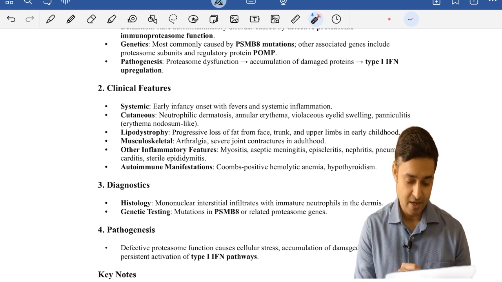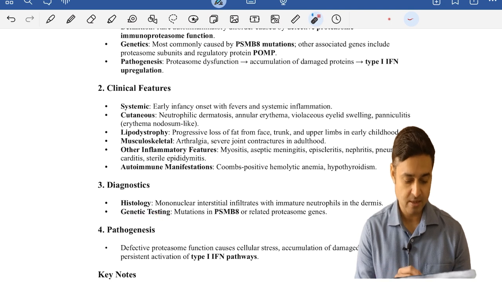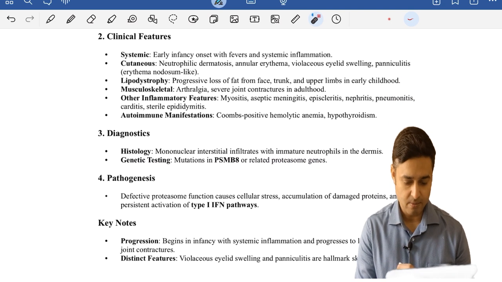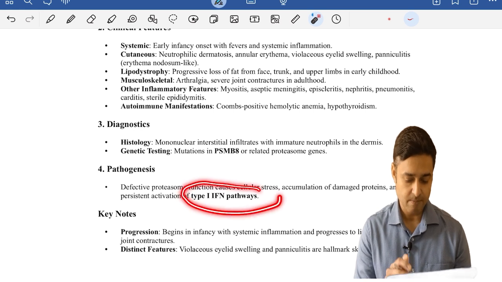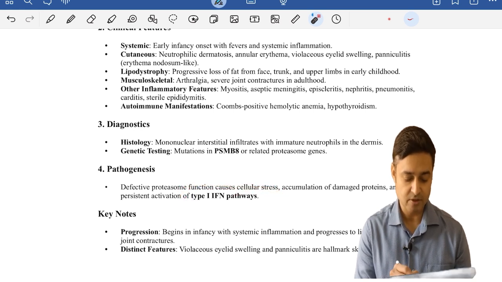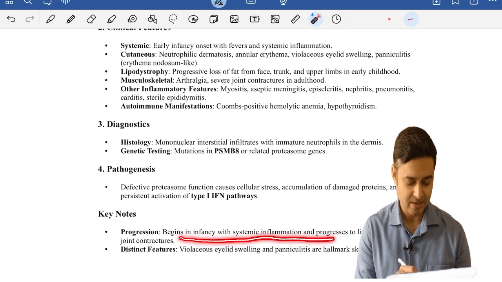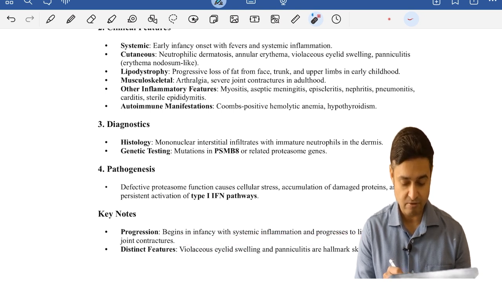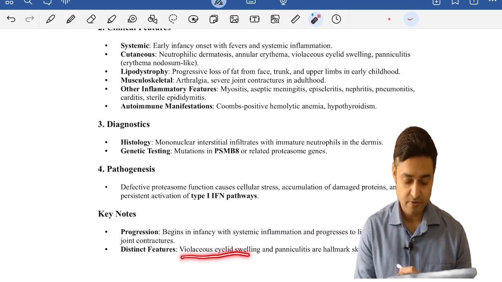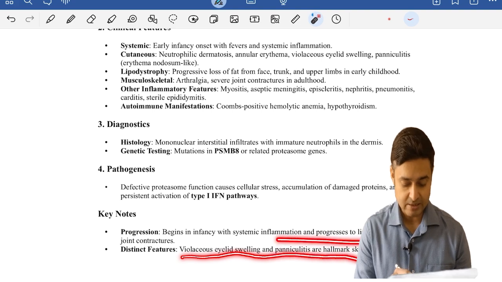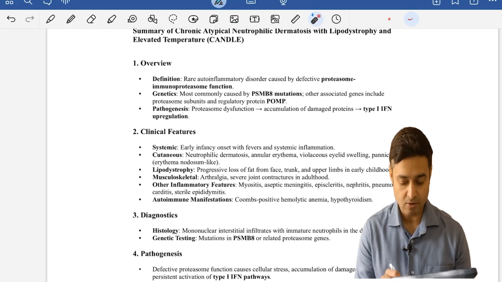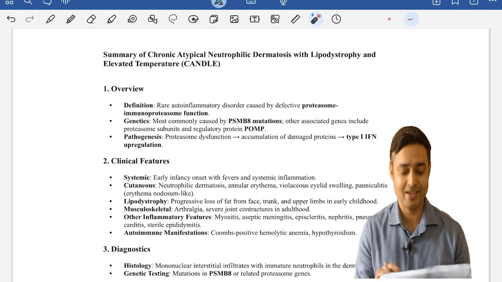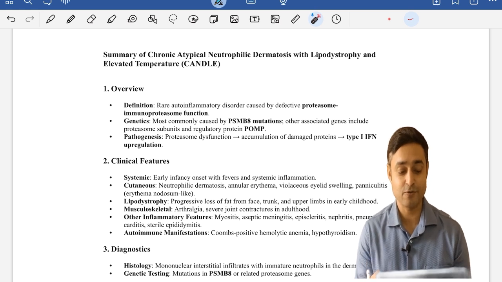Diagnostic: histology is suggestive of immature neutrophils in the dermis. Genetic testing shows a mutation in the PSMB8 gene, and pathogenesis is by the type 1 interferon pathway. Okay, so the key notes: it begins in infancy with systemic inflammation, and the distinct features are violaceous eyelid swelling and panniculitis, which are hallmark skin findings. So this is a very exhaustive kind of disease.